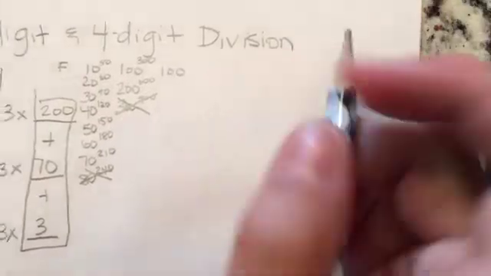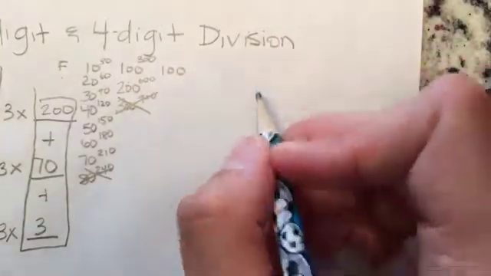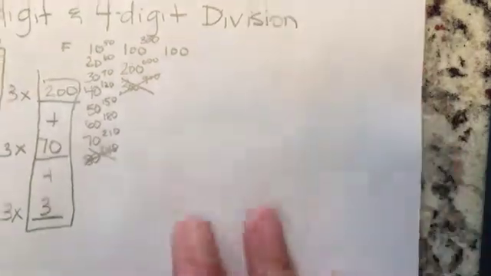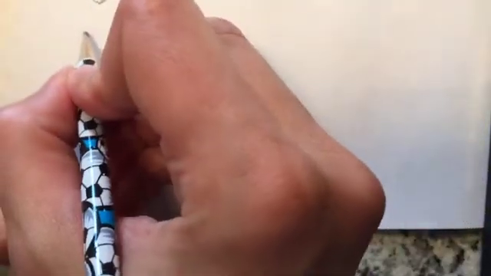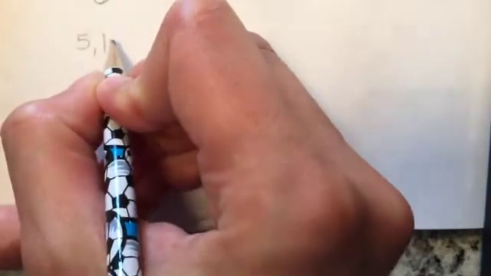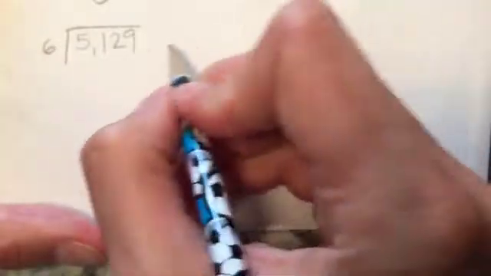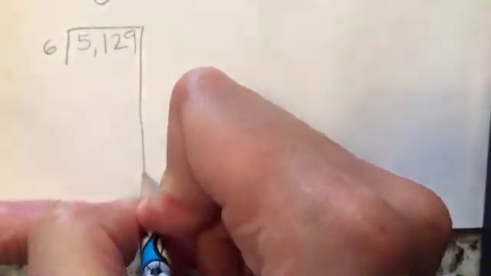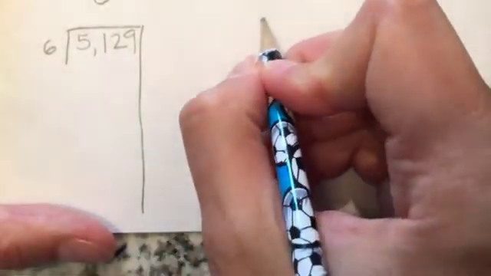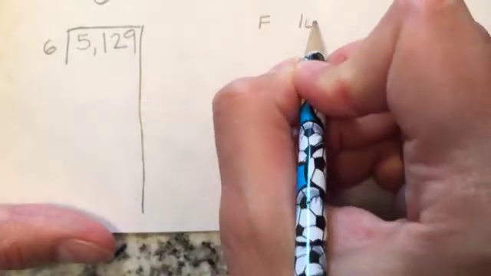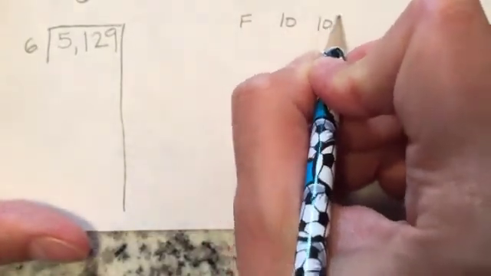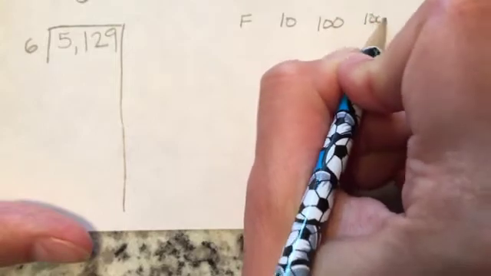Now I'm going to go ahead and try a 4-digit problem for you to show you what that looks like. Let's do it down here. So I've got 5,129 divided by 6. I'm going to draw my line straight down my page to keep my work organized, and over to the side I'm going to write F, 10, 100, and 1,000.